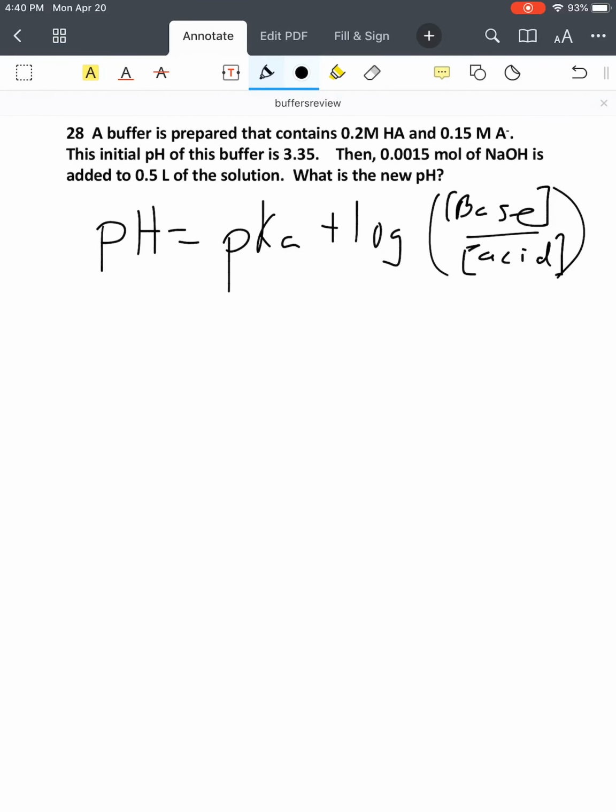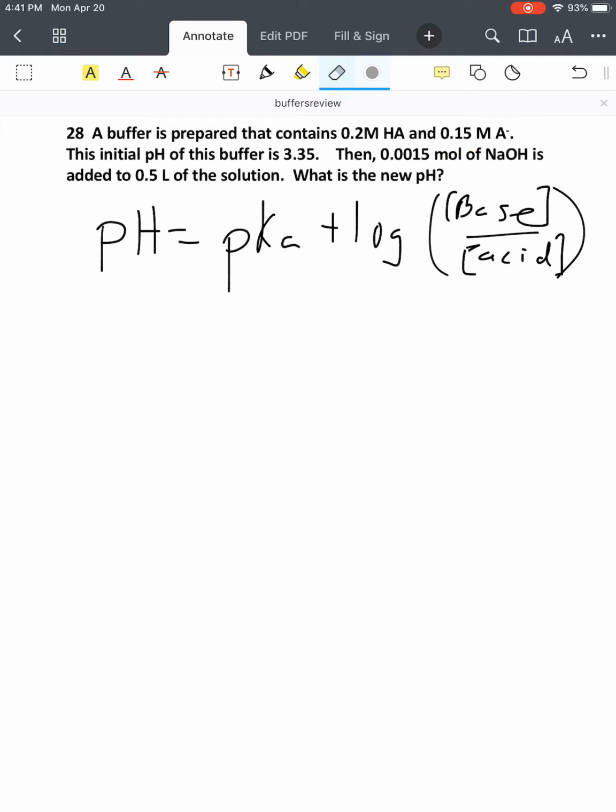All right. Last one here for buffers. It reads: a buffer is prepared that contains 0.2 molar HA and 0.15 molar A minus. Now, of course, when you see this terminology, that's our acid and our base, respectively, okay? So we're telling you the concentration of the acid and the base form.